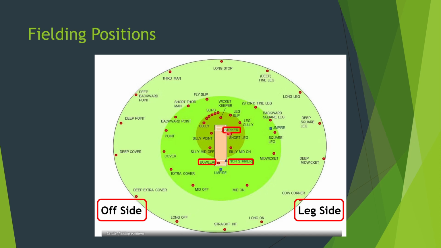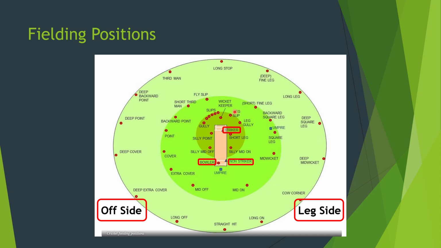The batsman could be a right-handed batsman or a left-handed batsman. So if the batsman at the striker's end is a right-handed batsman, this half of the field is called the offside, and this half of the field is called the leg side. The reasons for it are not important. The fielding positions are named somewhat based on which side of the field they are on. For example, this position is called the long off because it's all the way on the boundary ropes on the offside, whereas this one is called long on. There are lots of fielding positions, not important.